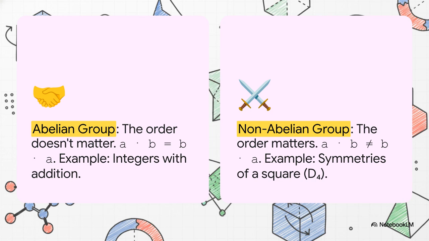In our integer group, 3 plus 5 is the same as 5 plus 3. The order never matters. We call groups that have this property abelian, or commutative. But as we just saw with our square, a flip then a rotation is not the same as a rotation then a flip. Because the order matters, D4 is a non-abelian group. This single property, whether order matters or not, splits the entire world of groups into 2 fundamentally different kinds, and it's one of the most critical ideas in all of abstract algebra.